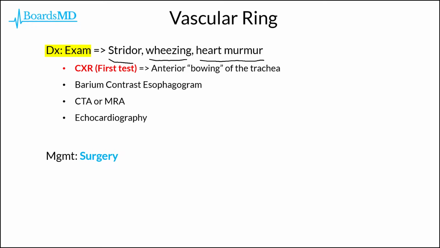Our initial test in these patients should be to get a chest x-ray, which is going to show anterior bowing of the trachea. Additionally, in these patients, we can also get a barium contrast esophagogram. And because we are evaluating these patients for anomalous arteries, it can also be helpful to get a CTA or an MRA. Additionally, given the fact that these patients may have a heart murmur, as well as the potential for cardiac and aortic anomalies, we should also get an echocardiogram in these patients. And ultimately, because this is a structural issue, we're going to manage these patients with surgery.